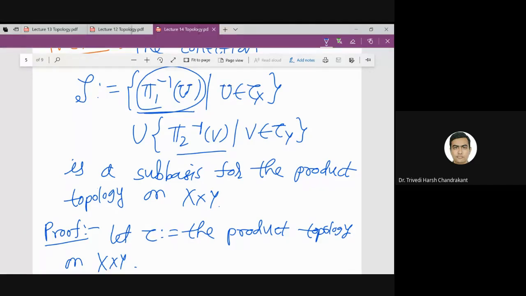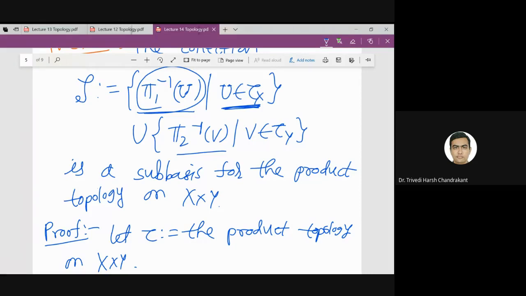What is pi 1 inverse U? That is U cross Y, right? So U cross Y is open in X cross Y. Is U cross Y open? Yes, it is open because U belongs to tau X, so it is open in X, and Y is the full set. So every topology contains phi and X.